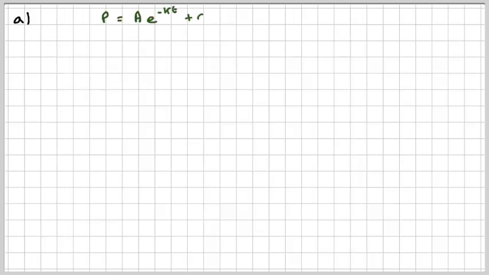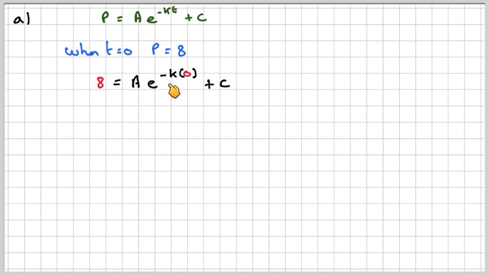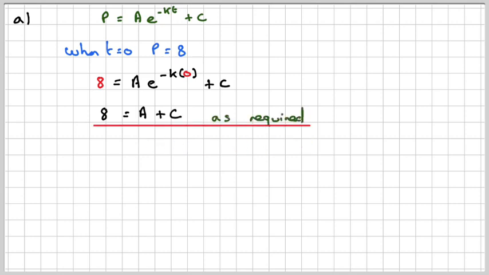Right, so our model is P = Ae^(-kt) + C. When t = 0, P is 8. We'll substitute that in, so we get 8 = Ae^(-k×0) + C. We'll note that e^0 is equal to 1, so we get that 8 = A + C, as required.